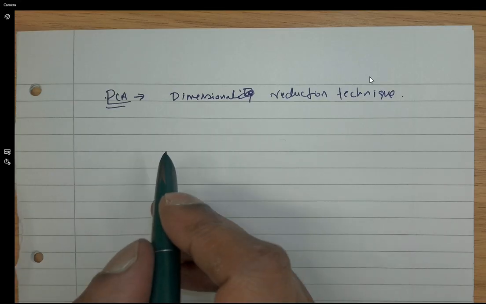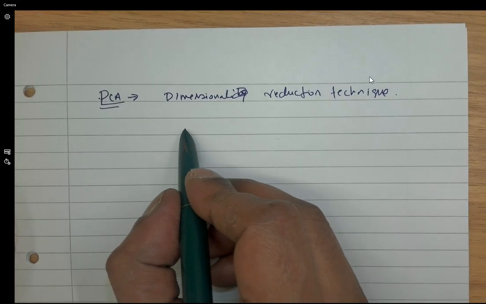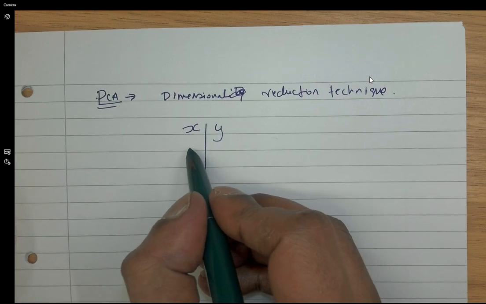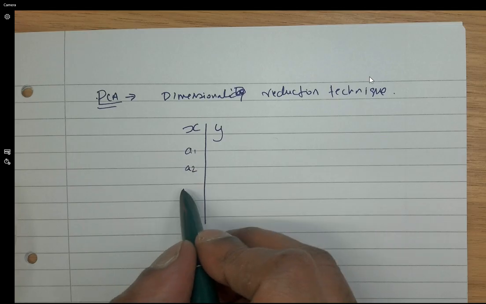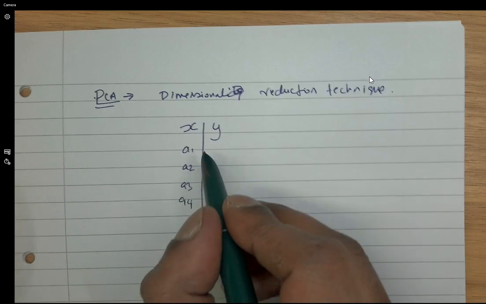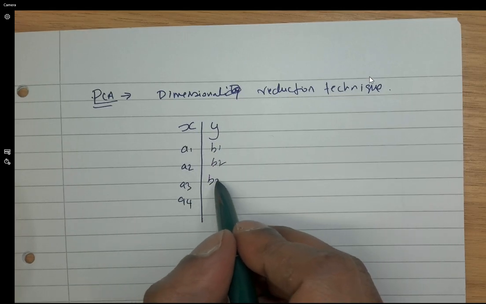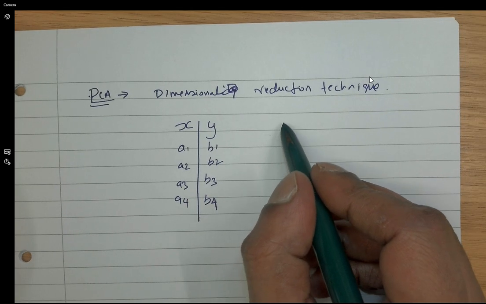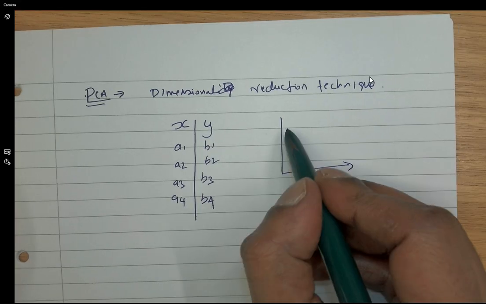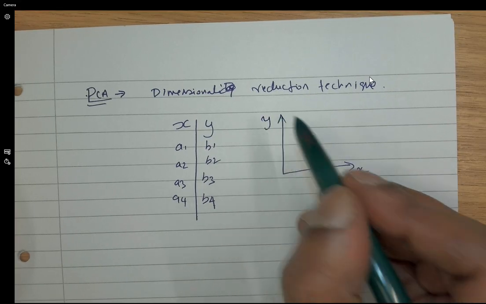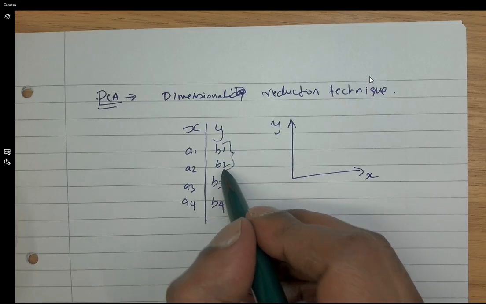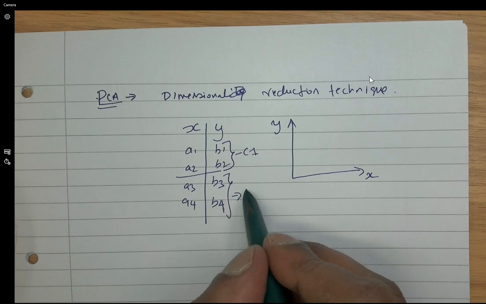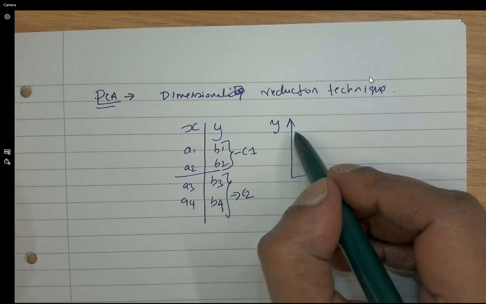Dimensional reduction technique means, I'm sure that you know how to deal with two-dimensional data, something like x and y. Let's have some numbers, say a1, a2, a3, and b1, b2, b3, and b4. This is really easy for us to read. For example, we can plot these values x and y, and let's say this data belongs to category 1, and the remaining data belongs to category 2. If you plot this, you may see something like that.